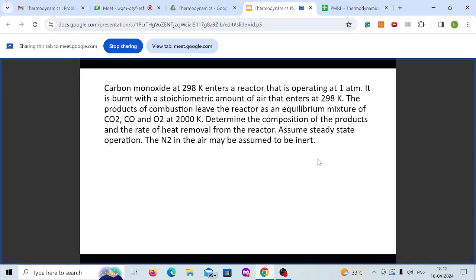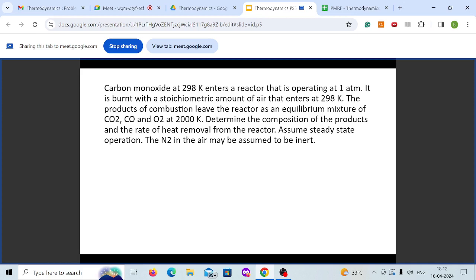So moving on to the next problem, we have carbon monoxide at 298 Kelvin entering a reactor that is operating at 1 atmosphere. It is burnt with a stoichiometric amount of air that enters at 298 Kelvin. So you have carbon monoxide coming into the reactor, and you are supplying a stoichiometric amount of air at the same temperature. The product of the combustion leaves the reactor as an equilibrium mixture of carbon dioxide, CO, and O2.